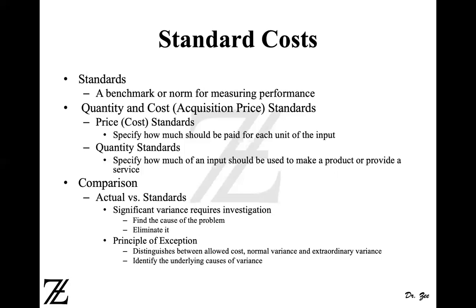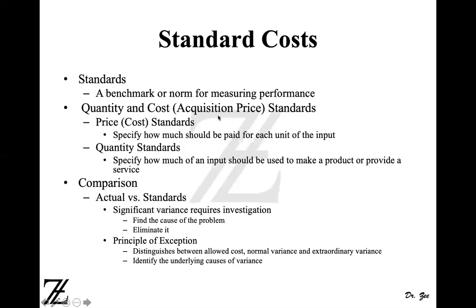That's the acquisition price. The acquisition price of acquiring labor is $10 an hour. The acquisition price for acquiring a material is $2 per pound. So that's the cost. Whenever we refer to acquisition price, actual price, or standard price from now on, it means the cost. It doesn't necessarily mean the sales price. So we create standards for quantity and cost.